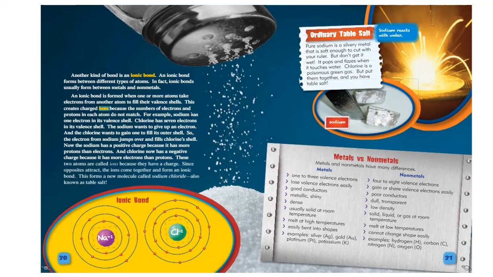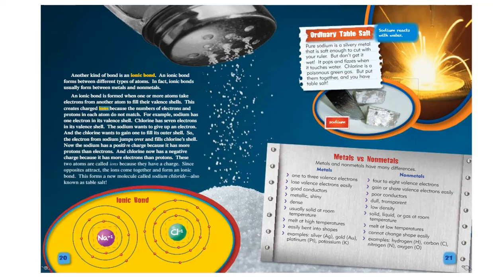because the number of electrons and protons in each atom do not match. For example, sodium has 1 electron in its valence shell. Chlorine has 7 electrons in its valence shell. The sodium wants to give up an electron, right, so that it can have none in its outside shell. And chlorine wants to gain one to fill its outer shell. So the electron from sodium jumps over and fills the chlorine shell.